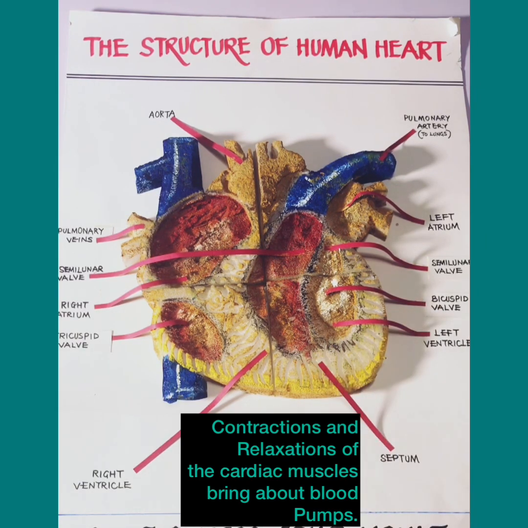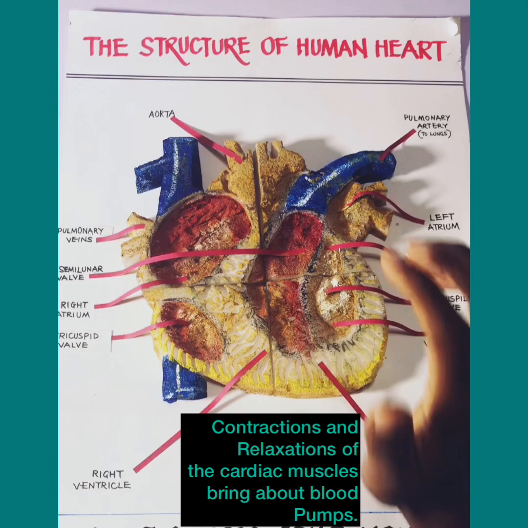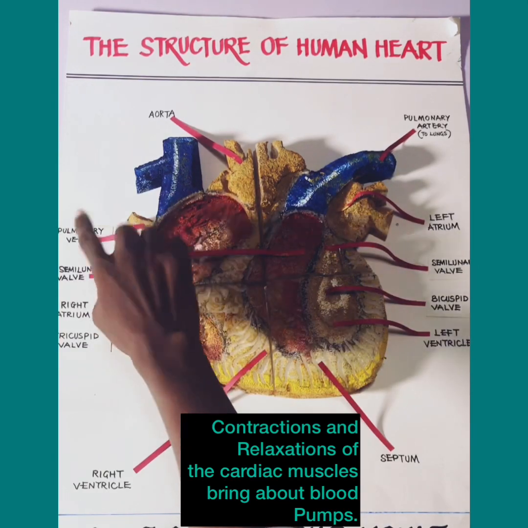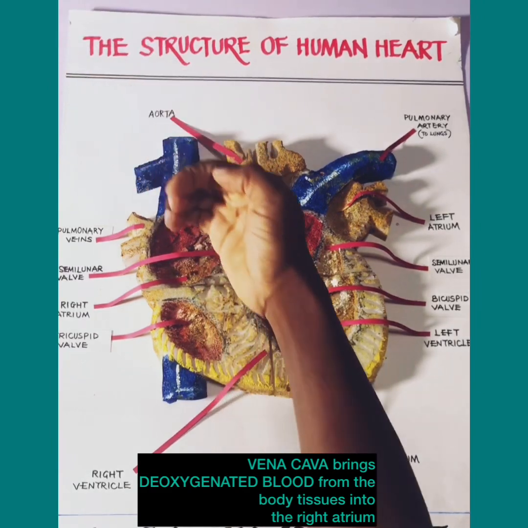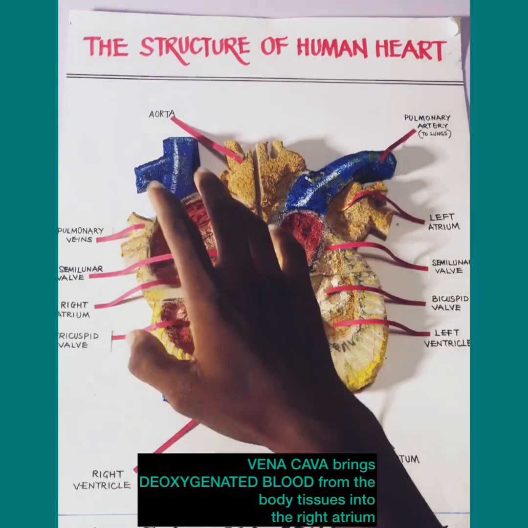Now let's understand something. The blood that gets into this right atrium, as you can see here, is actually coming from what is known as the vena cava.